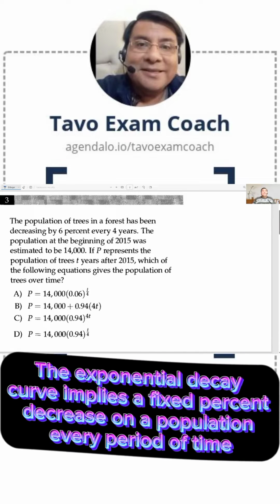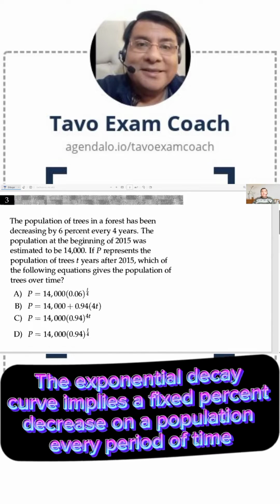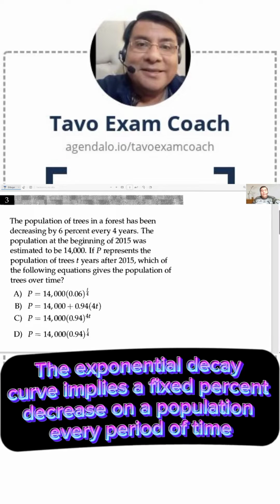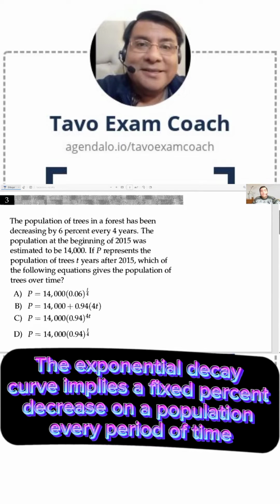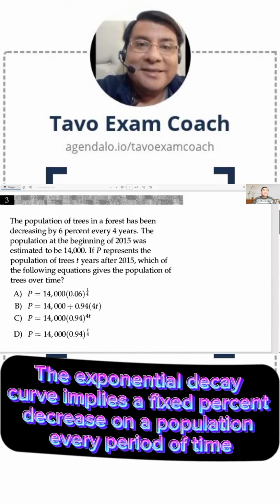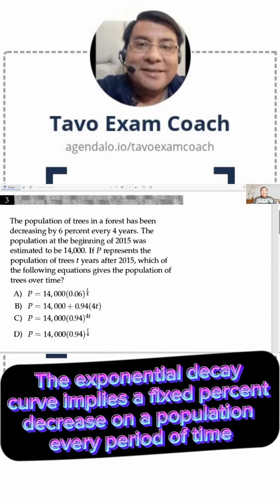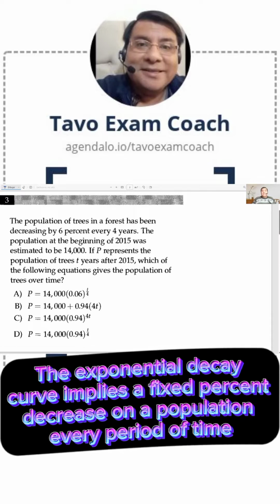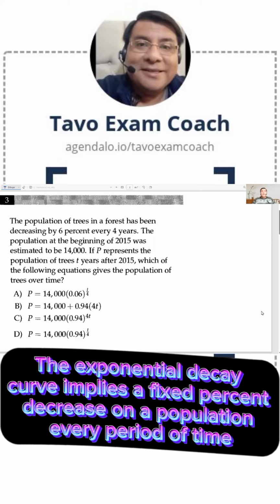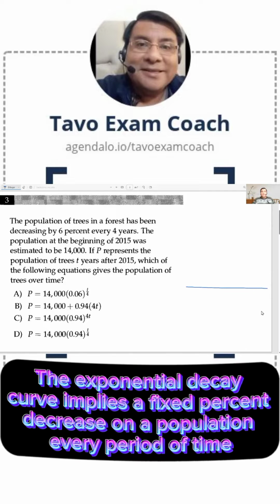Well, notice that we're talking about first a decreasing pattern. Okay, so take a look at this. A decreasing pattern that has a fixed percent of decrease per year or per period of time means an exponential decay pattern. So let's try to visualize this in a chart in the following manner.